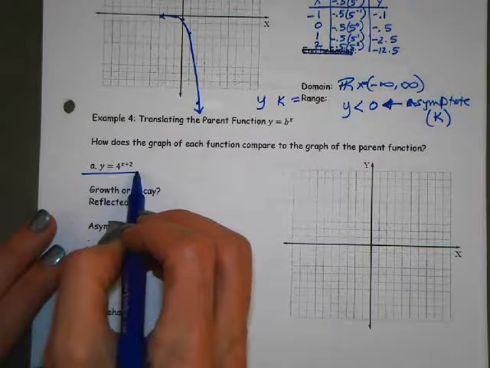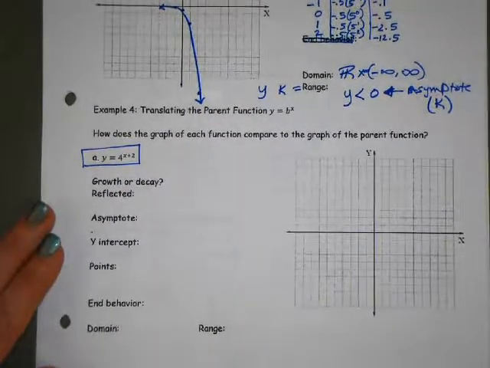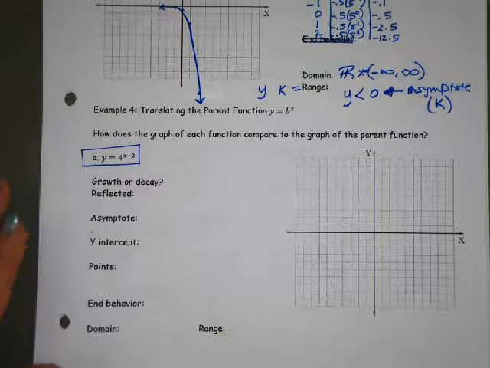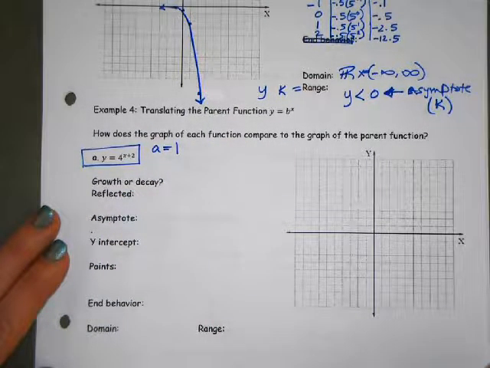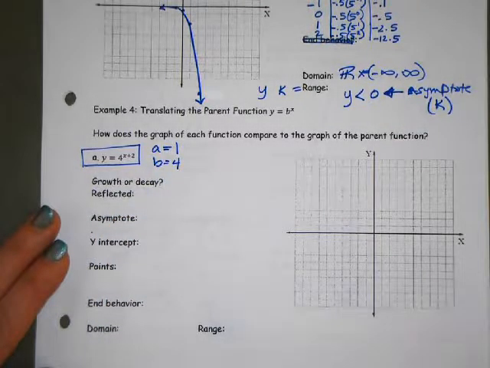Alright, so let's look at this example right here. What is A in this example? A will not be 0. It is 1. Okay, what is B in this example? 4. What is H in this example?